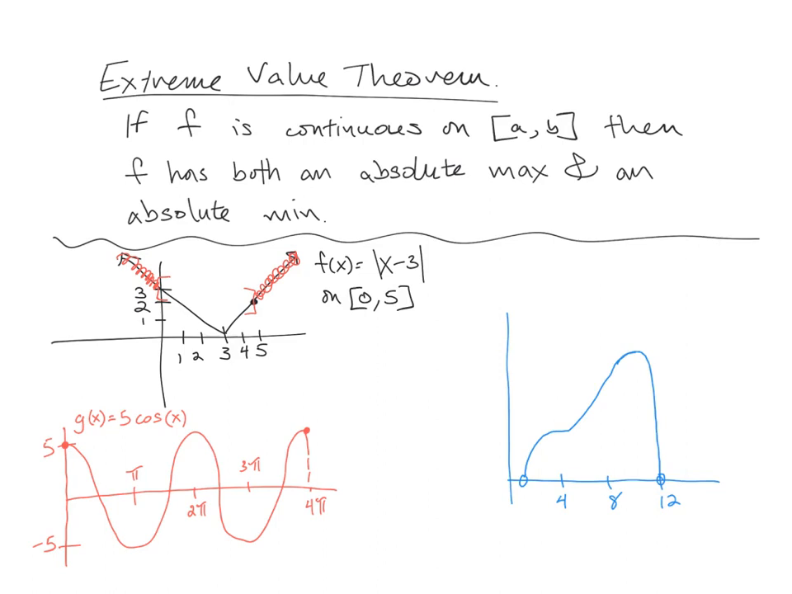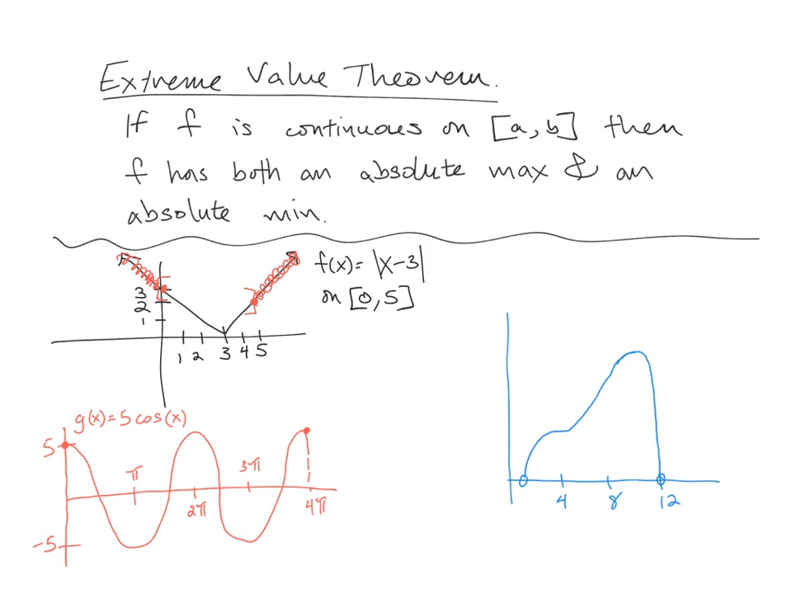Now the fun part about this is that the absolute maximum or minimum could end up being at an endpoint, or, as we mentioned, at a critical value, because that's where relative maxes and mins happen. So here you can see that we have the endpoints here and here.